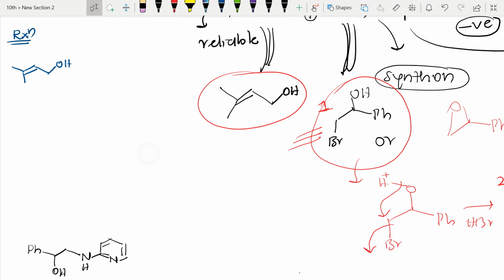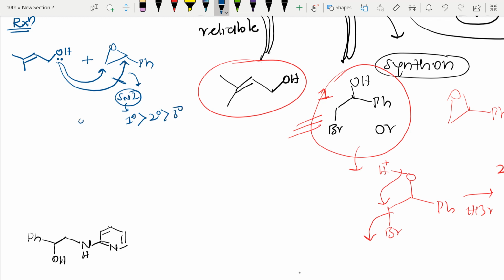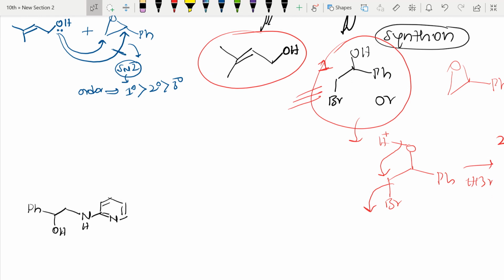So here one reagent, and I am adding epoxide to it, right? So this is the epoxide and here Ph. So here oxygen has a lone pair, so it will attack only this carbon. It can't attack this carbon. Why can't it attack this carbon? Because it is undergoing an SN2 reaction. SN2 reaction is always fastest for primary, followed by secondary and tertiary. It is the order of reactivity, right? So in SN2 reaction, the order will be primary gives fast, followed by secondary and tertiary.